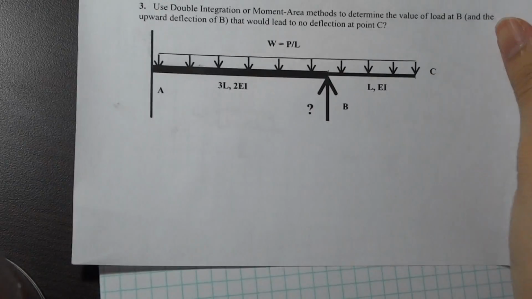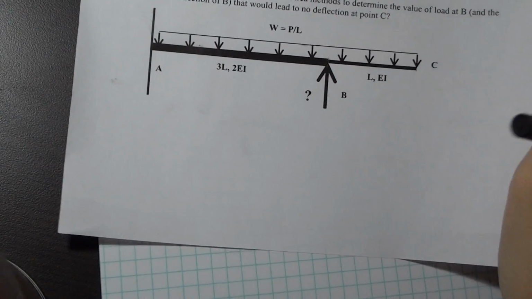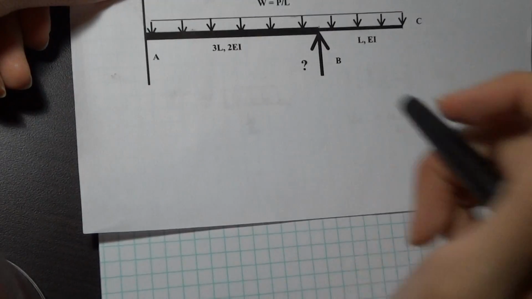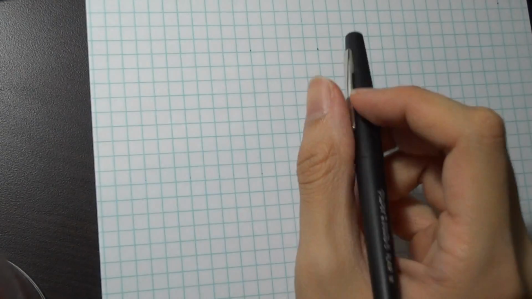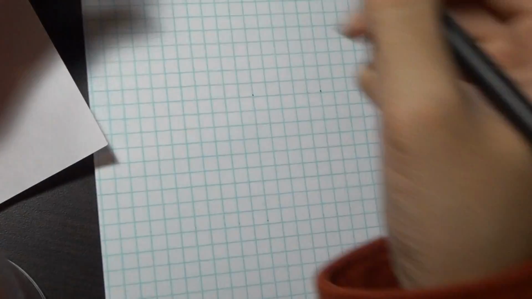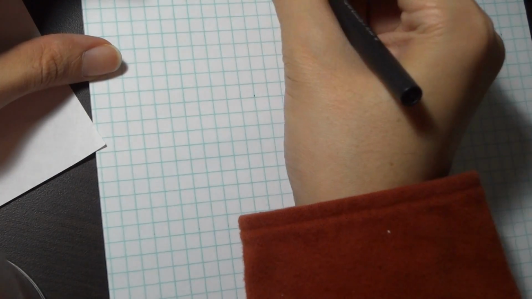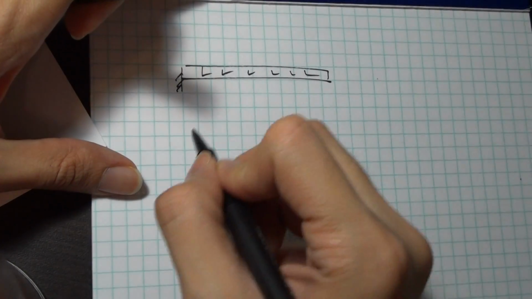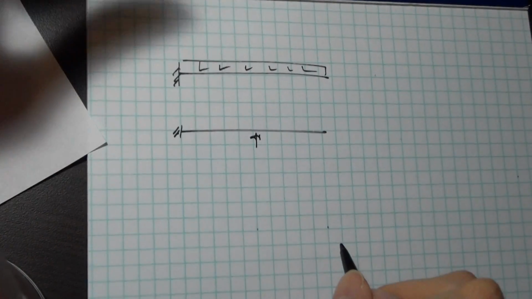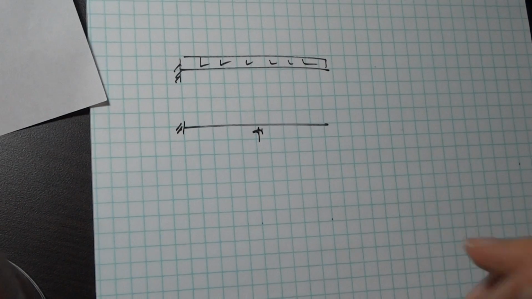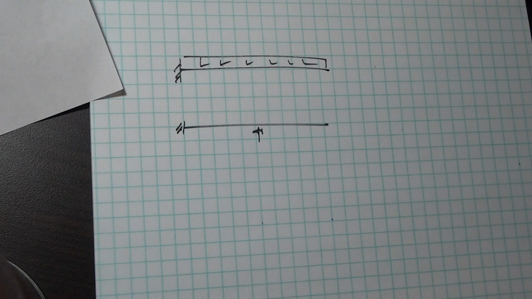Okay, so problem 3 is where it starts getting, for lack of a better word, more interesting. In this case, I recommend that you break this up and use superposition. So I recommend that you look at this as one case, and this as another case. I didn't draw this to scale, but those are the two cases I would recommend you look at. And for this, I strongly encourage you to use your moment area theorem.